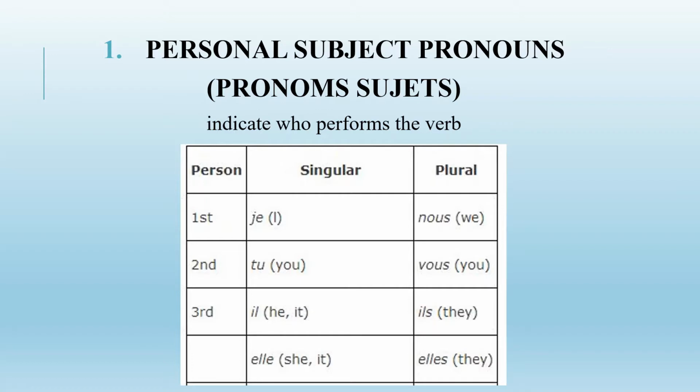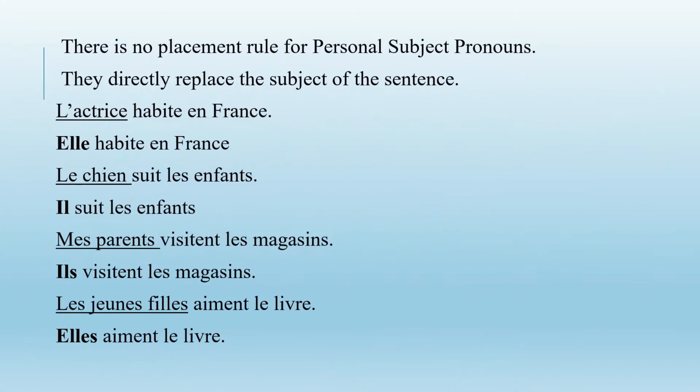Now for replacement purposes for the exam, you only have the third person, that is il and elle in the singular, and their plural equivalents, that is ils and elles in the plural. So let's look at some examples. In your exam paper, the word that has to be replaced will be underlined and given to you. Now, there is no placement rule for the personal subjects. The other types of pronouns have a particular rule of placement. But for these pronouns, there is no rule for placement. They will directly replace the subject.